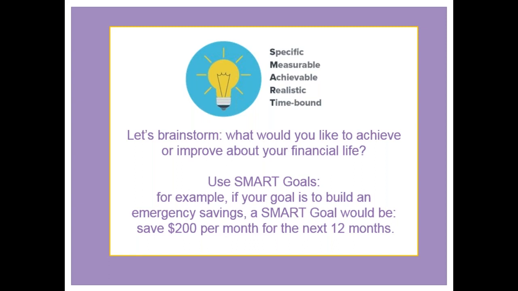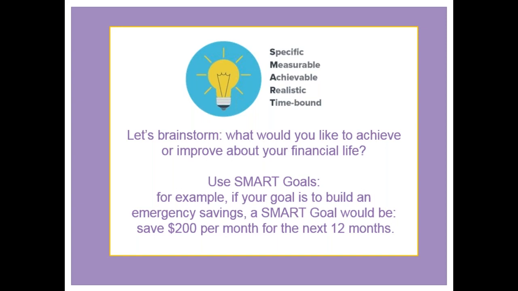For example, if your goal is to build an emergency savings, a SMART goal would be to save $200 per month for the next 12 months. Type these ideas in the question box. The goals you set should be specific and have a time frame attached to them. For example, your goal might be to save $20 per week during the next year for a vacation. This is a SMART goal that's specific, measurable, achievable, realistic, and time-bound. What are some examples that you might have? Go ahead and write it in the question box.